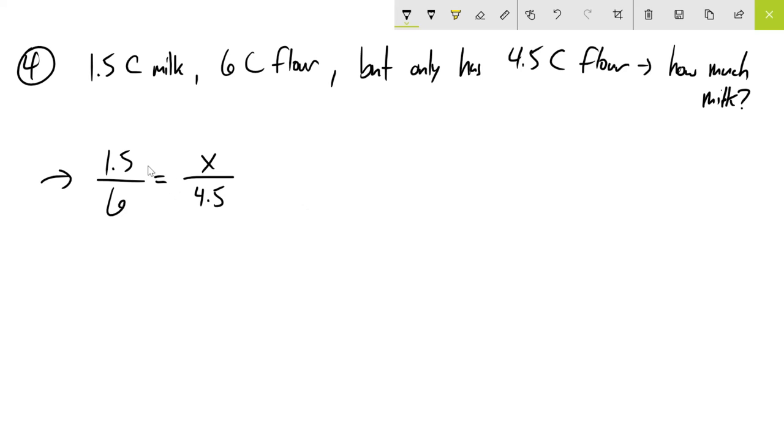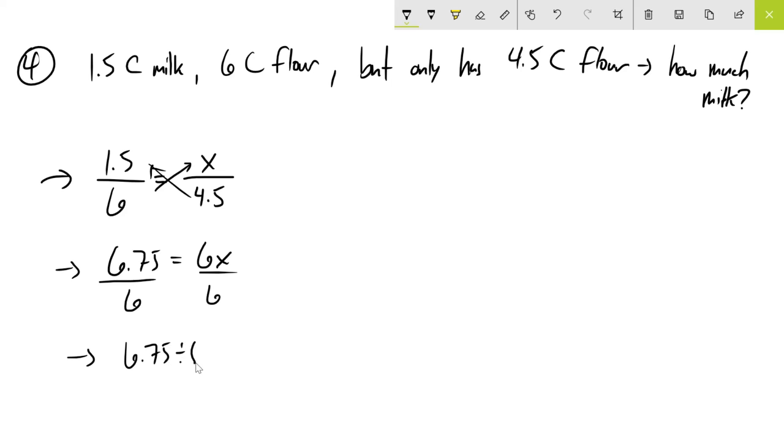All right, so then cross multiplication, 1.5 times 4.5. I don't know what that comes out to be. 6.75. Okay. And then 6x, and then we would divide both sides by 6. And so whatever 6.75 divided by 6 is, that's going to be our answer. I think I said round to the nearest tenth of a cup if you need to. What does it come out to be? So it's like 1.125, which would round to 1.1 cups. So just a little over a cup of milk would be what you want. All right. Cool.